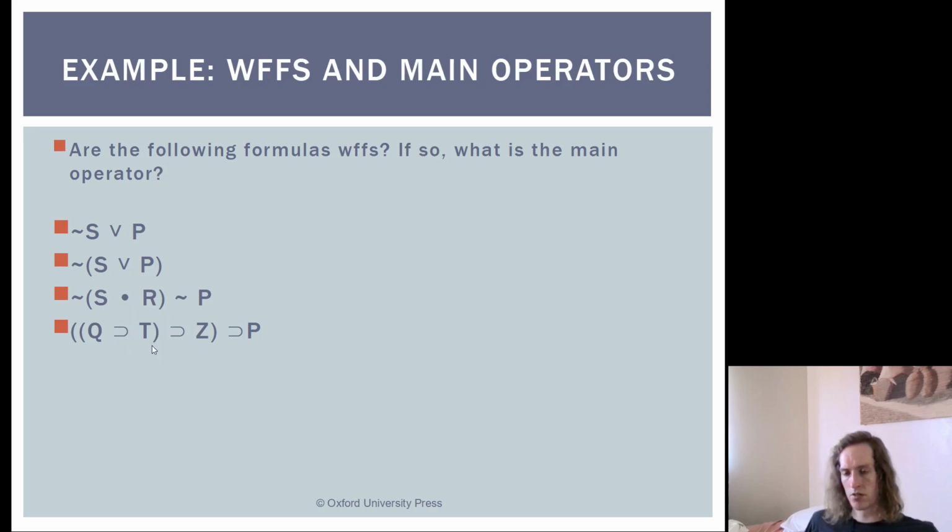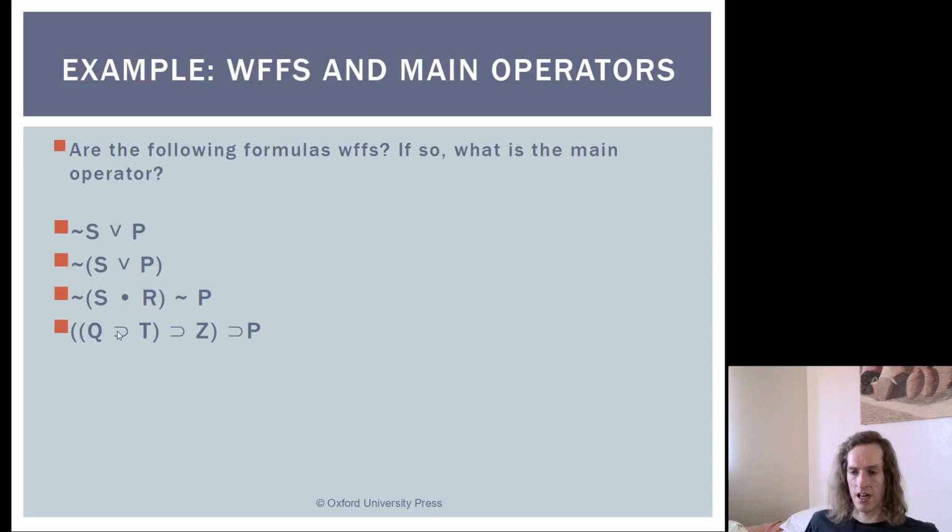So here we have several parentheticals. The innermost one is if Q then T, and if Q then T, then Z, and if Q then T, then Z, then P. If we closed off the Q and T here, and then closed off the next parentheses, where if Q then T is the antecedent to a conditional where the consequent is Z, and if we closed that off, then we would see that this conditional falls outside of the other parentheticals. So we know that this conditional here is the major operator.